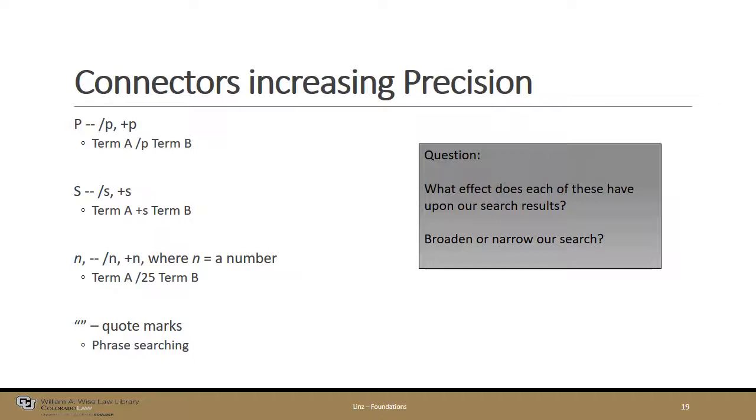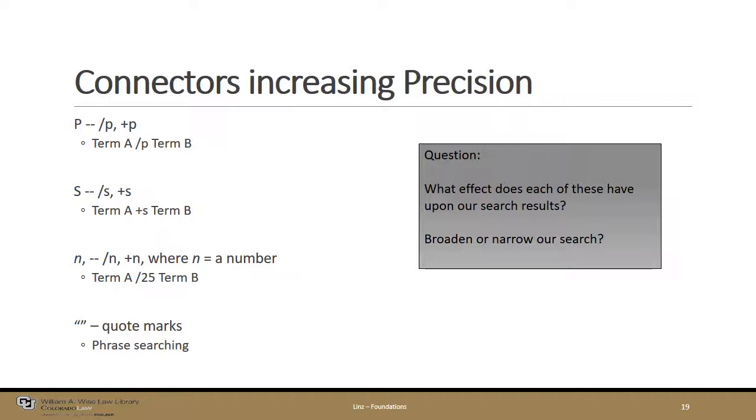And the N stands for a number that we supply to the search engine. And in the example I have on the screen, term A slash 25 term B, we're asking for documents in which term A appears within 25 terms of term B, within 25 words of term B. And we can specify that number from 1 up to 255, although that upper number may vary by the system. Again, this increases precision. We can be better at expressing ideas, legal concepts, and facts that should be closer to one another to describe what's going on.